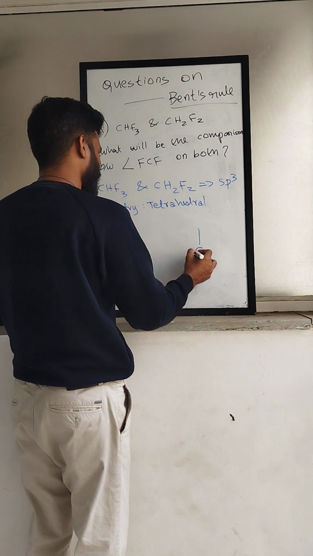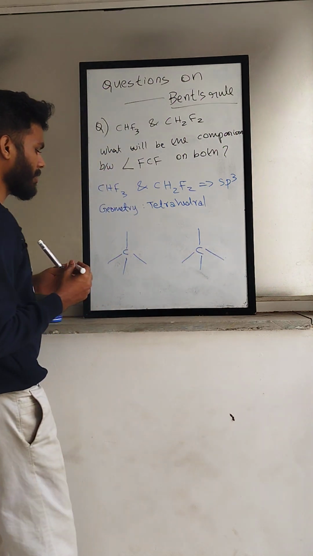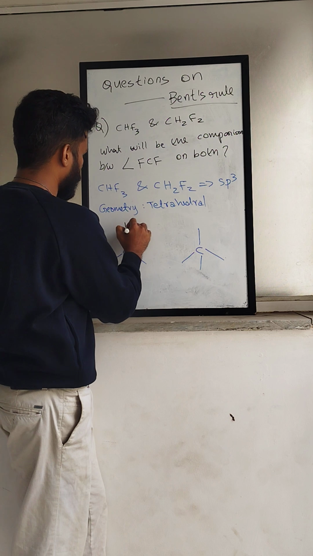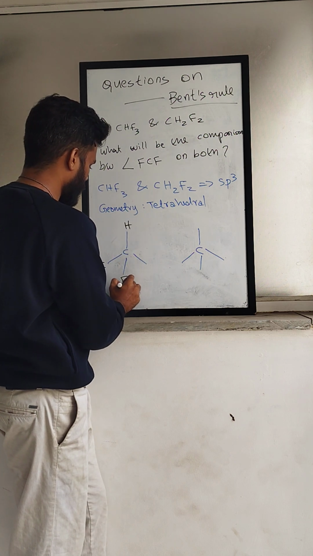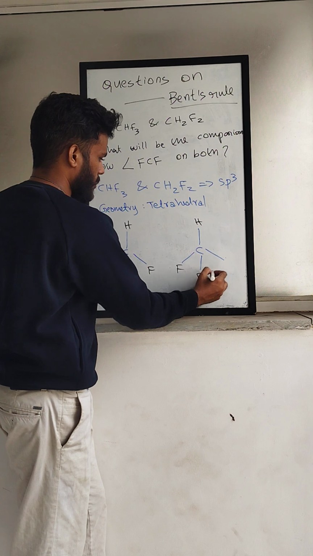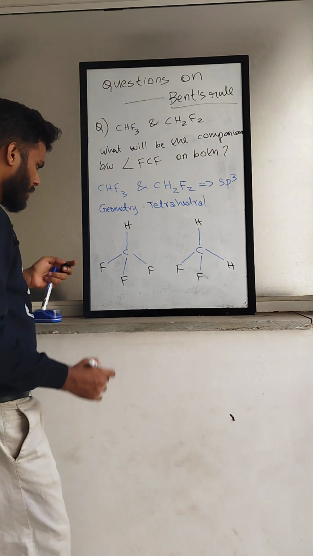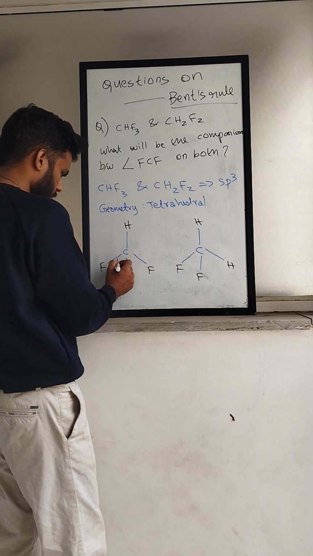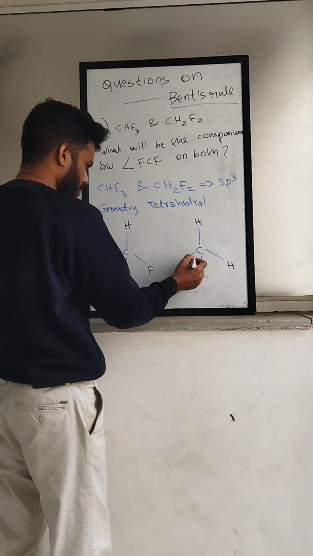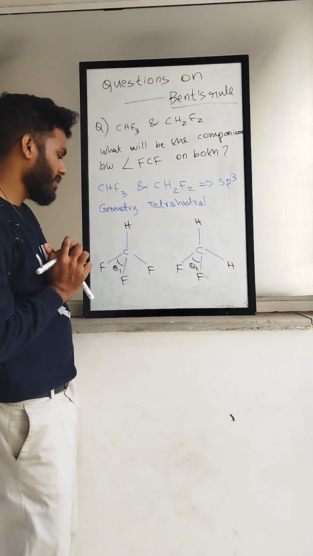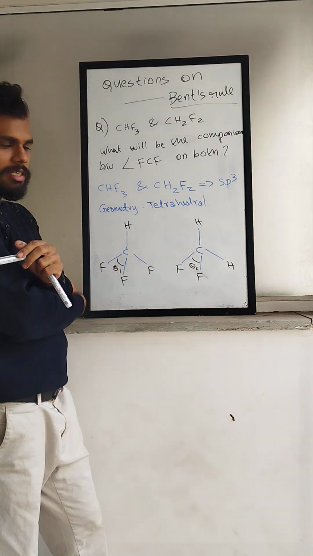Okay, it's a 3D geometry, but I'm trying to represent it in 2D. So we can get H here, 3F, right? H here, CF, H. Now if I mark, let's suppose this is theta 1, this is theta 2. So the comparison is between theta 1 and theta 2, right? Theta 1 and theta 2.